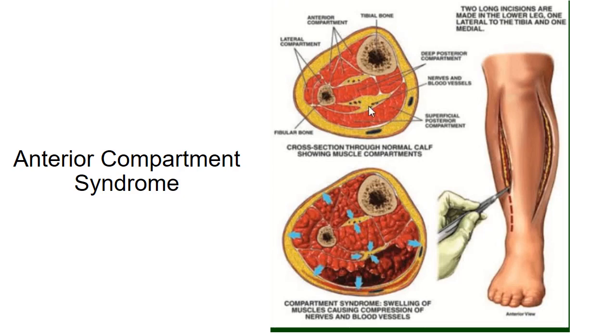Now, what is the treatment of this syndrome? We do fasciotomy, which means incision of the fascia, as you can see in this image. This fasciotomy is done to release the pressure within the anterior compartment, and then the underlying cause is treated. That's all about the compartment syndrome.